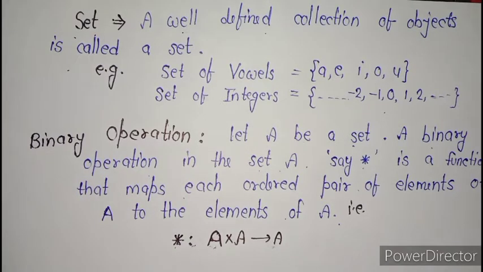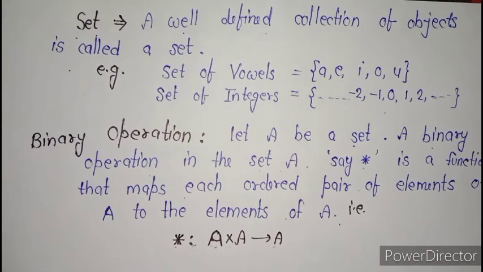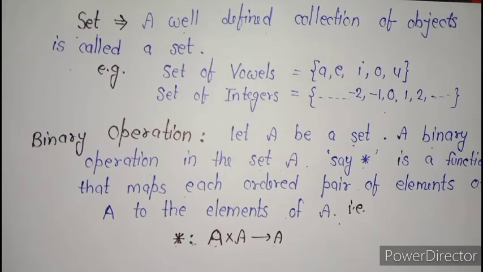This binary operation may be anything. It may be addition, subtraction, multiplication, or division. So we will take examples to show what a binary operation is and which binary operation is suitable for any set or not. We will see this. Okay, so I am going to take an example to show what should be the binary operation for a given set.